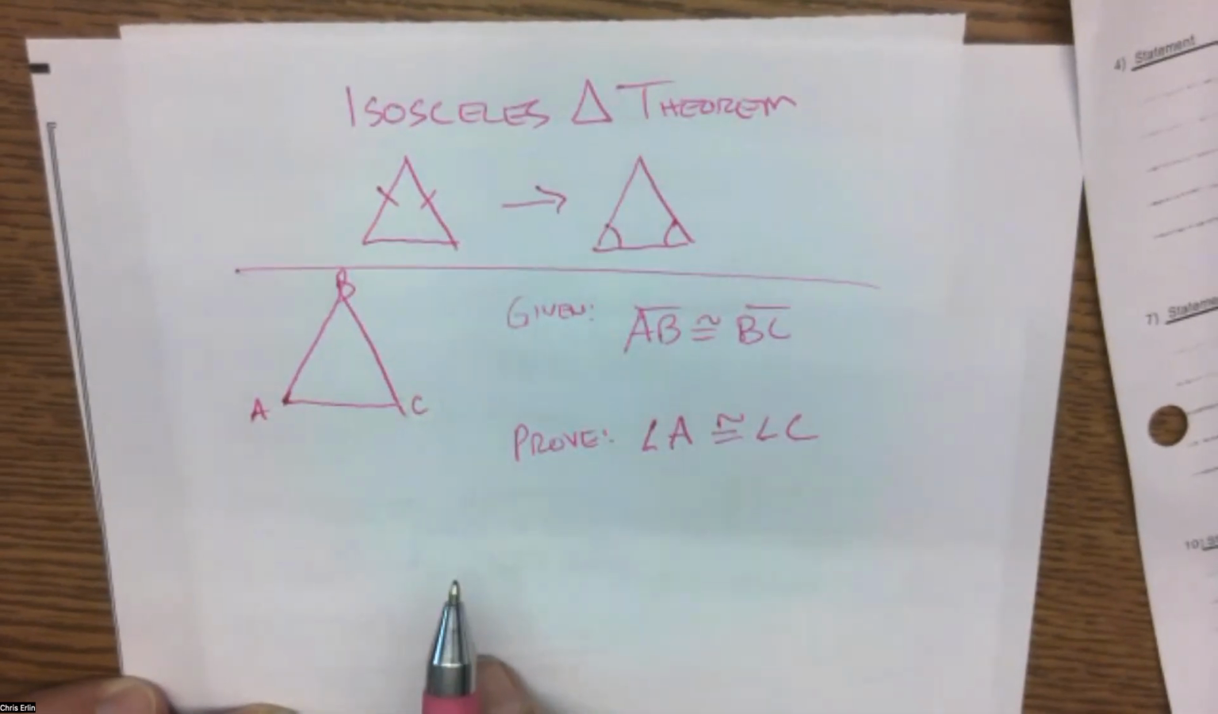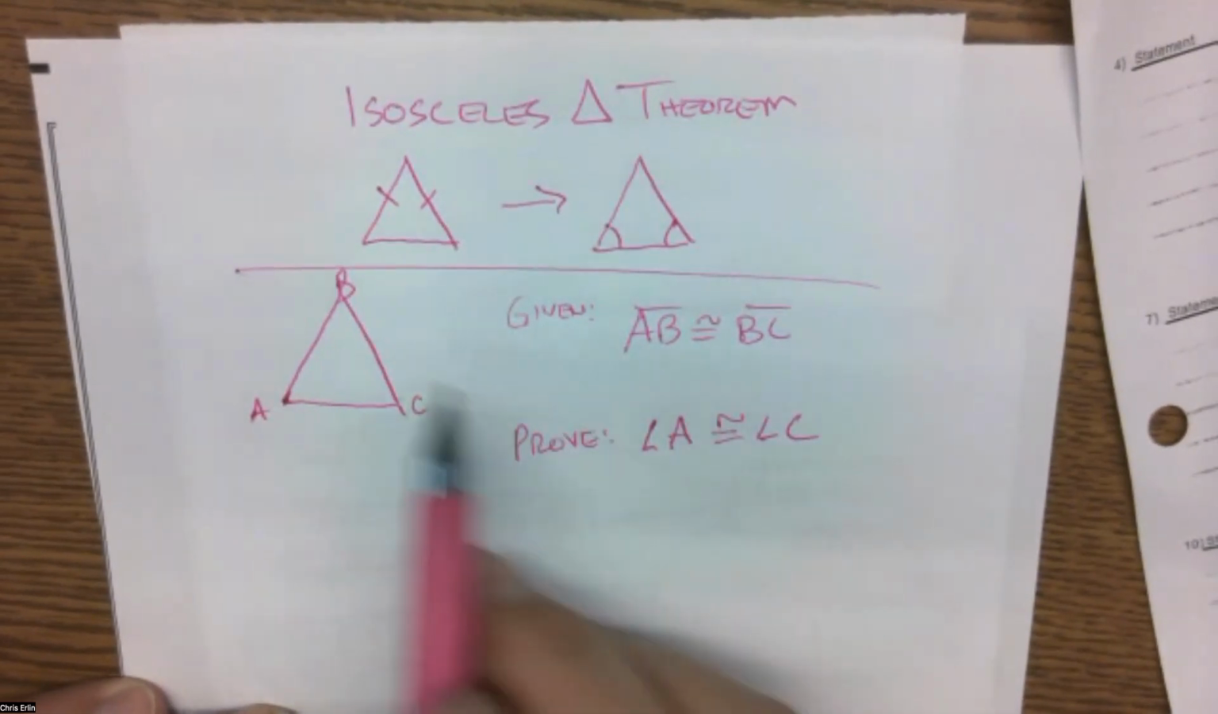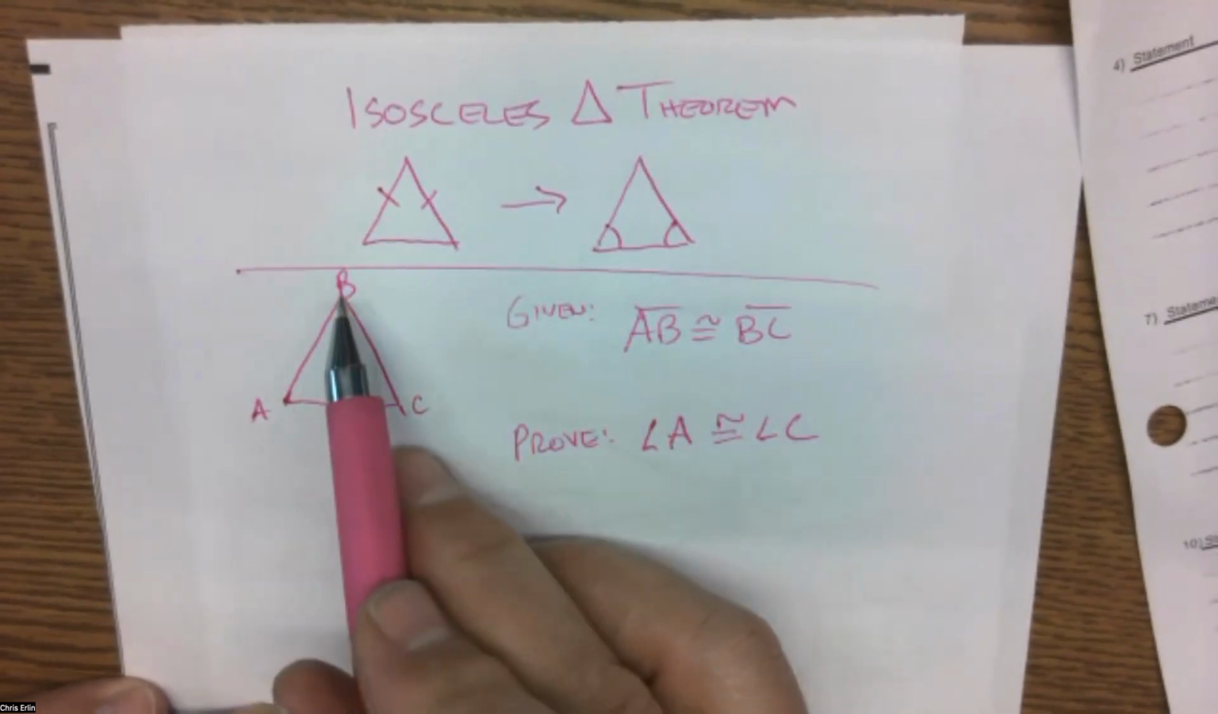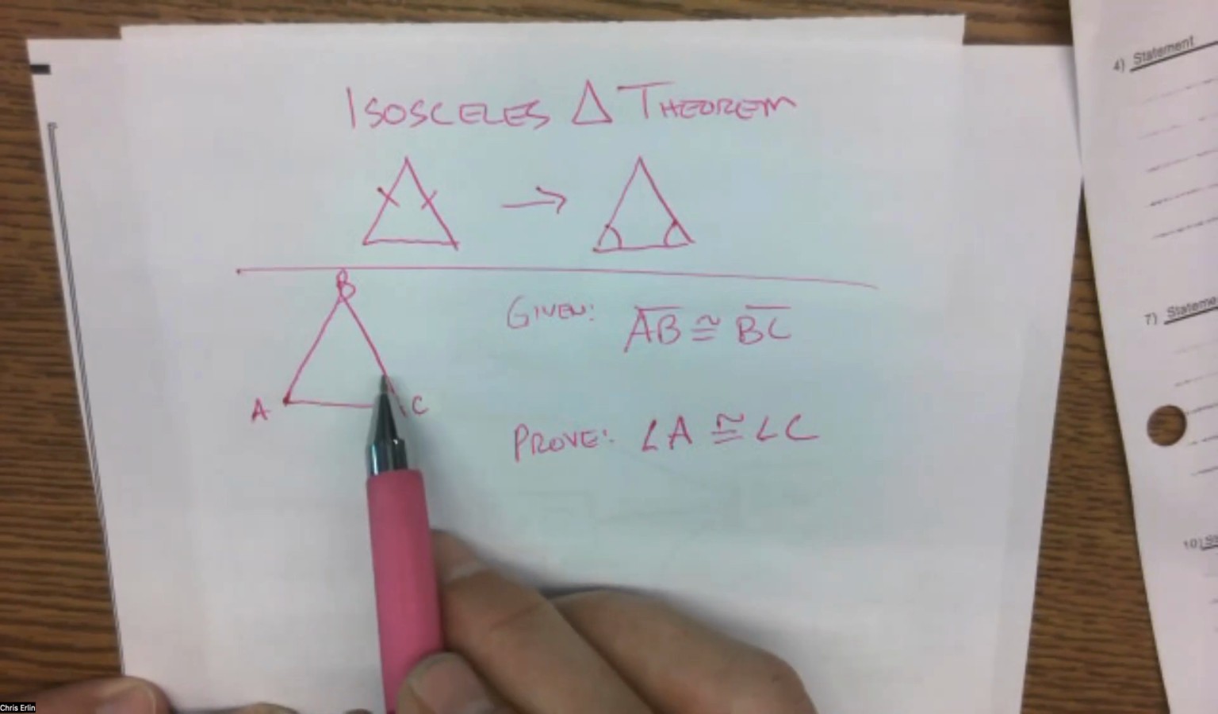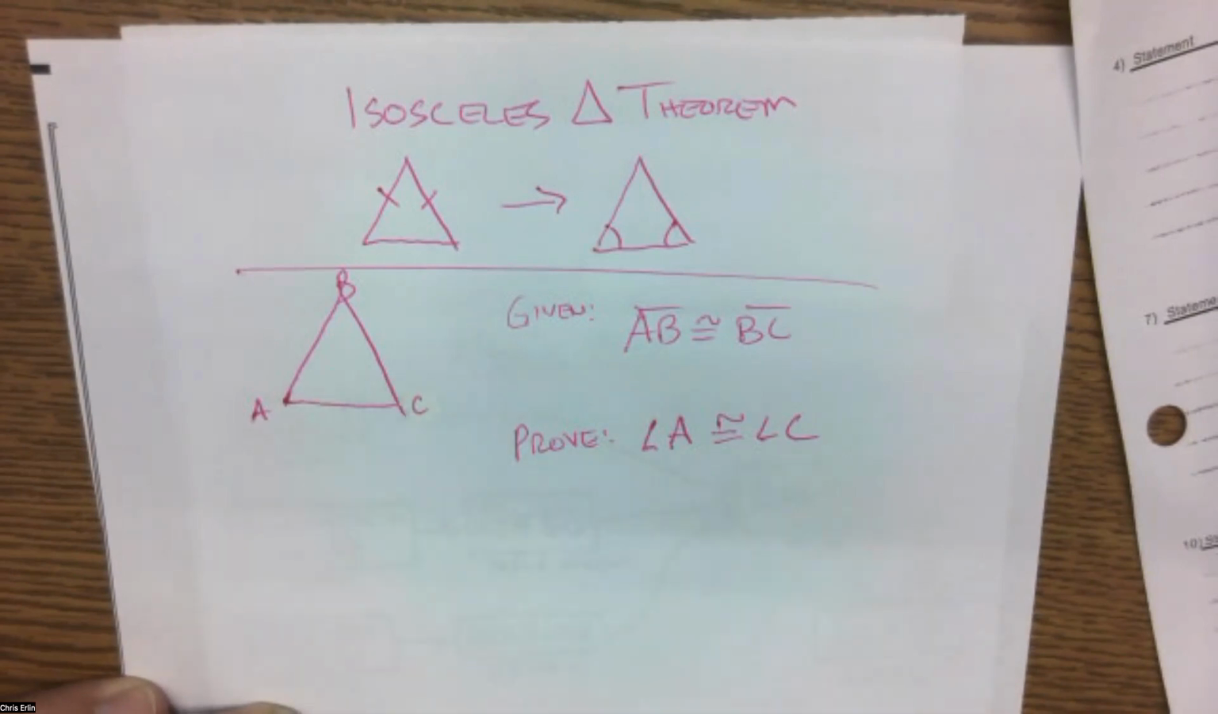So this is what we're trying to do, right? We're saying that if I've got this triangle with AB and BC the same, I want to prove that this angle A and this angle C are the same. Can I just send you guys off to do this now? Prove this.